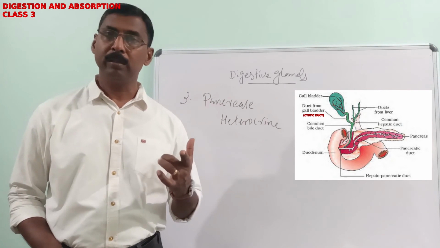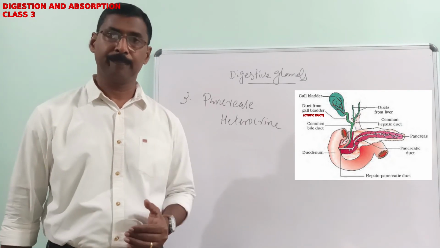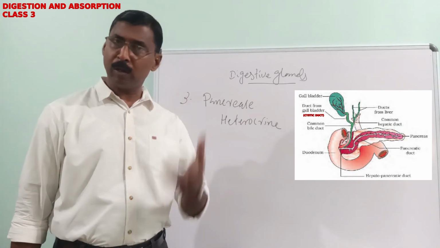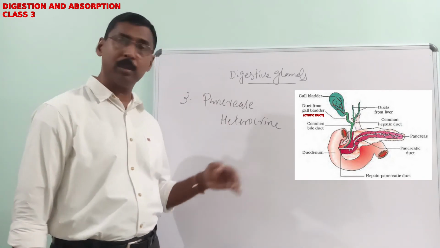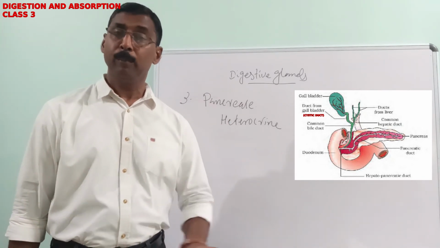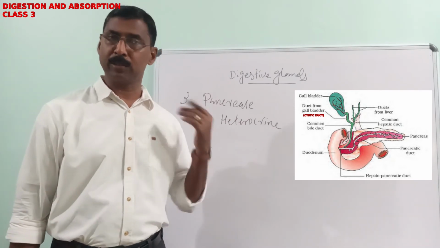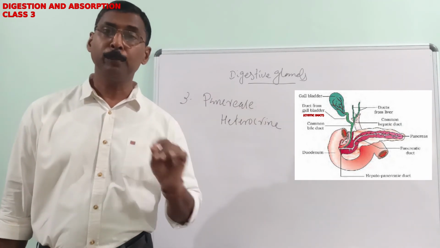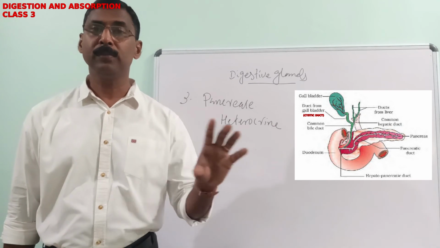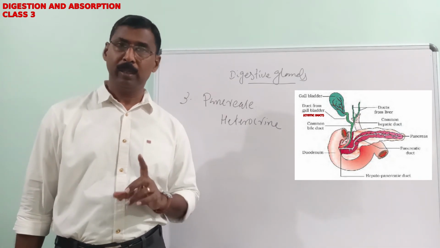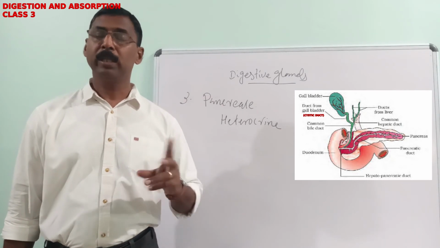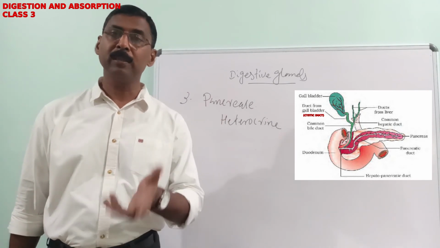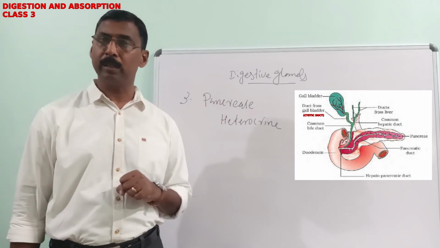You might have already studied that the pancreas secretes two hormones, insulin and glucagon, isn't it? Insulin and glucagon are hormones secreted by the pancreas. So of course the pancreas has an endocrine part also, because hormones are secreted by endocrine glands. The endocrine part of the pancreas is called the islets of Langerhans. There are two cells in the islets of Langerhans, alpha cells and beta cells. Alpha cells secrete glucagon and beta cells secrete insulin. That you have already studied.